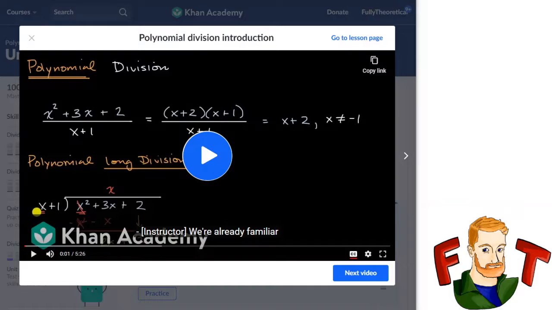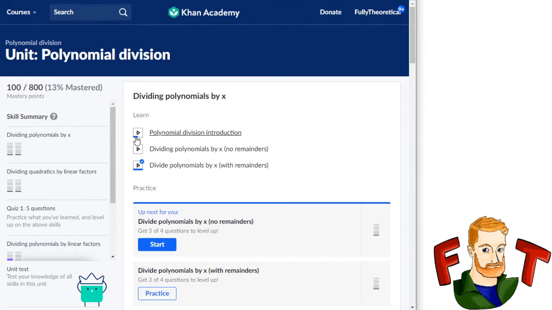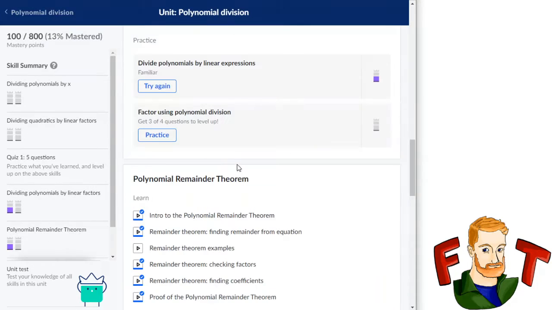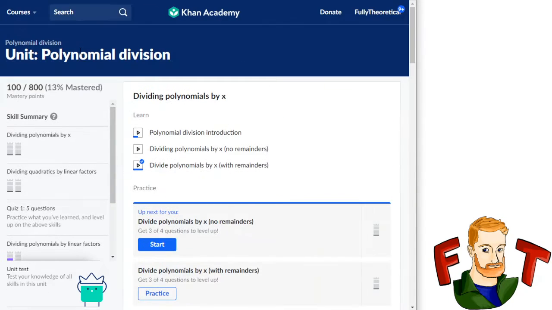We're going to continue with Algebra 2. This time we're looking at polynomial division in Khan Academy. So we're right at the start here for the polynomial section within Algebra 2 for Khan Academy. So we'll start right here with the introduction.